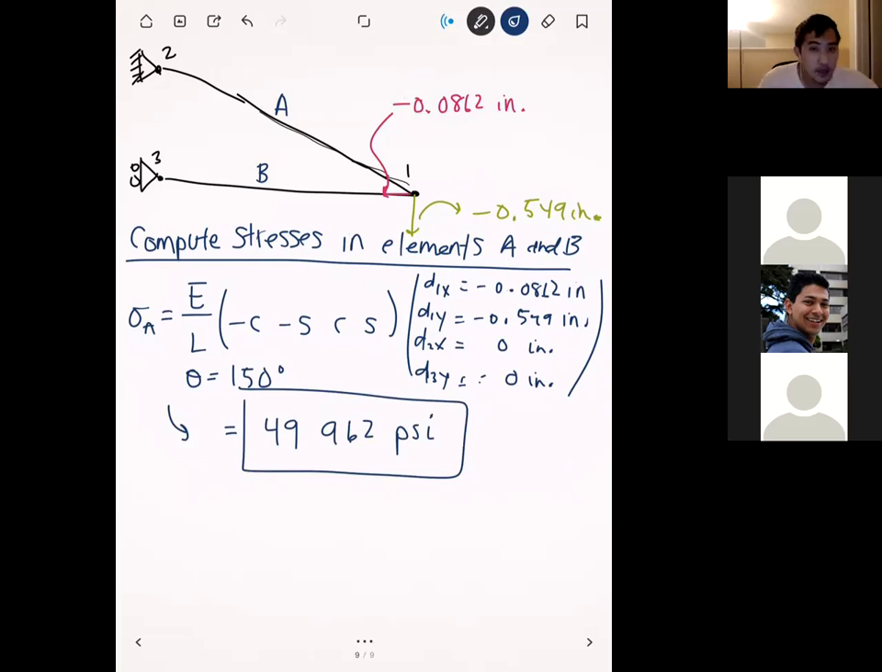And so since we got a positive number for this stress right here, we can say that this element is in tension. And so it's being stretched more than it is being compressed. Right, so that's element A. And now let's do the same thing for element B.